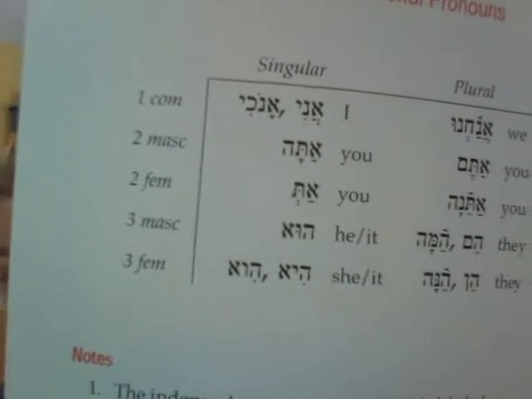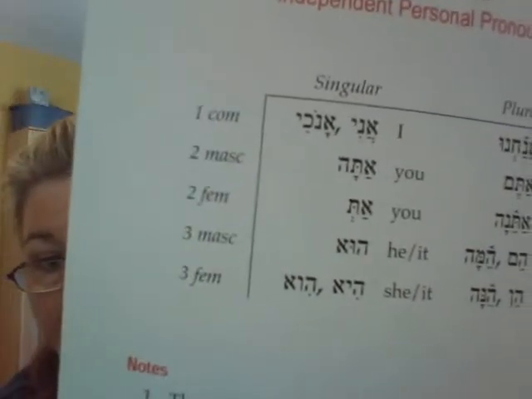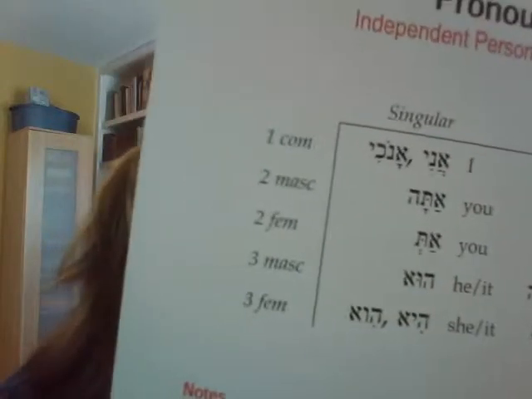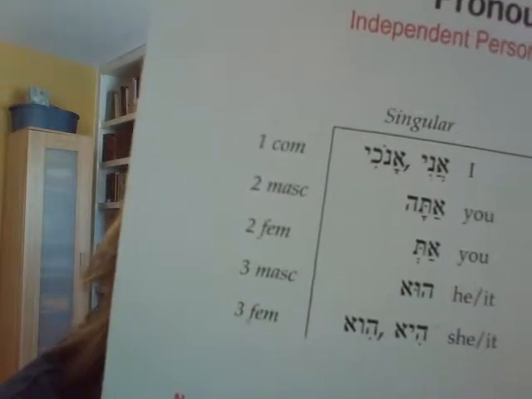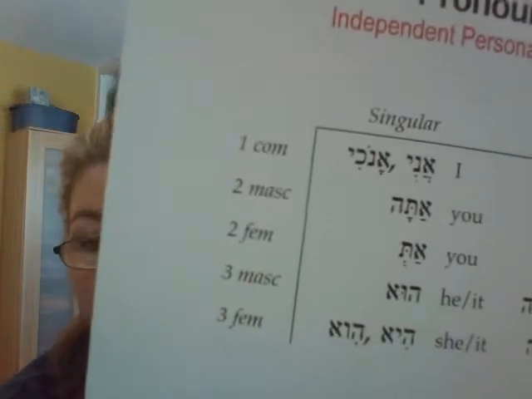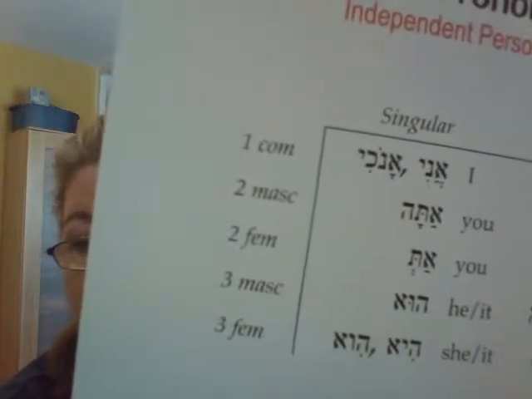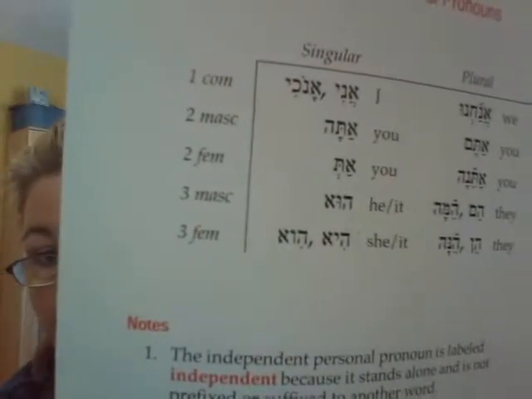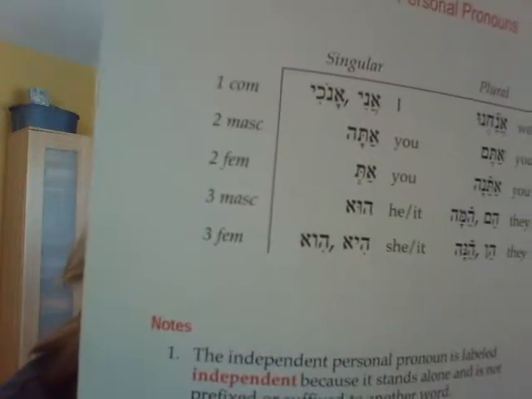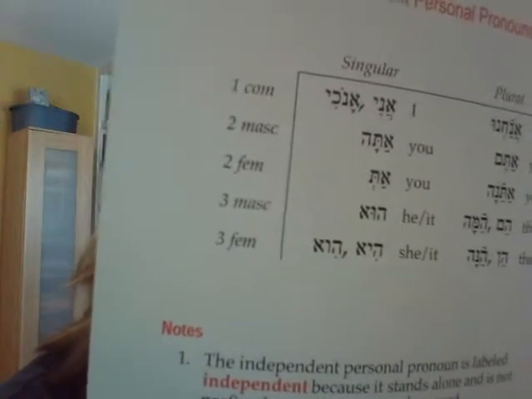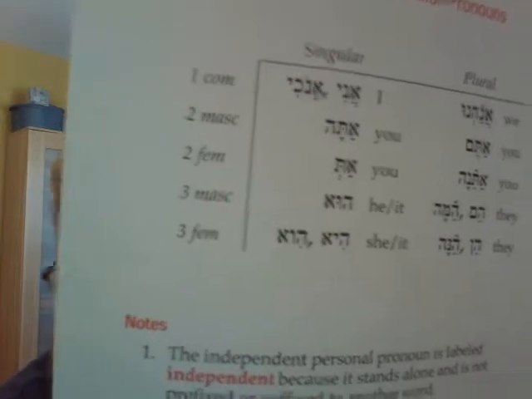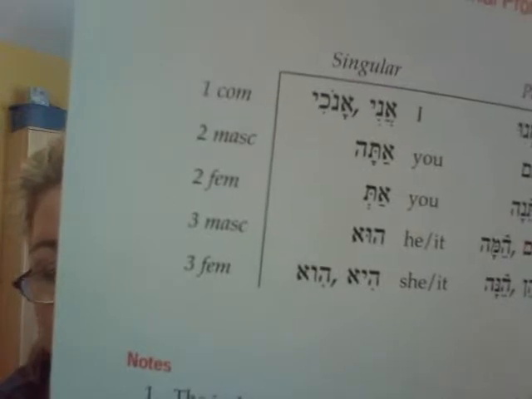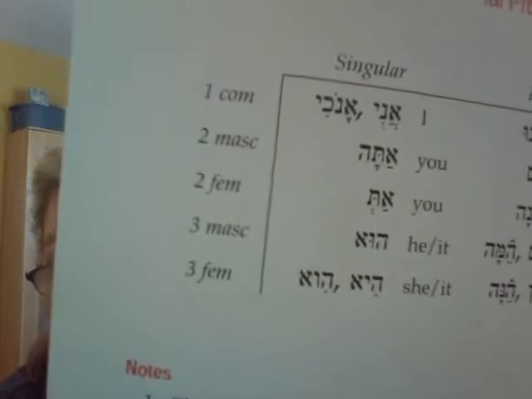At, the feminine form of you, the second feminine singular, at you. Then we have the third masculine of he or it, who, translated he or it, third masculine. Then we have our third feminine singular, also translated she or it, he and he, both pronounced the same identical way, but one is a hirik with a yod, and the other one is a vav.